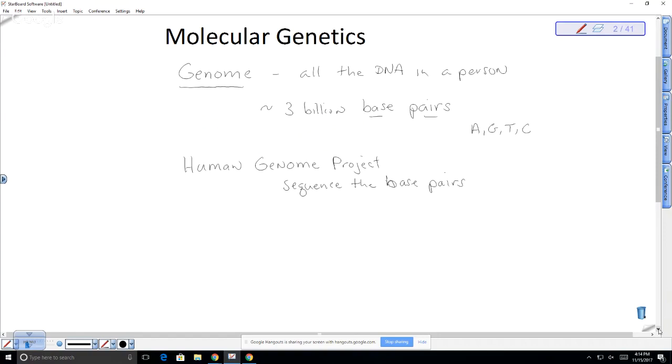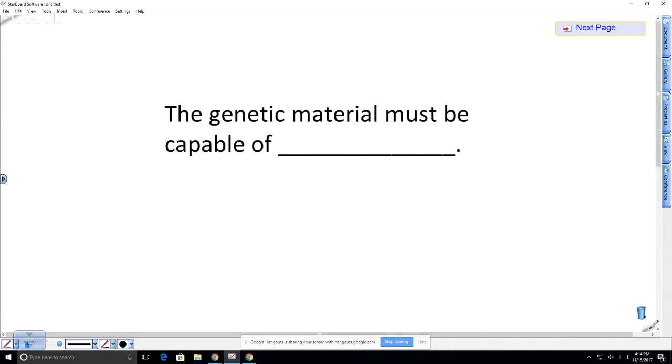So when we were going about this, you have to remember that Mendel had no idea what the genetic material was. And neither did Morgan, who worked in the 1920s with fruit flies. So we're moving into the 1950s here, and that is where we finally figured out what the genetic material was and how it works. So when we were first starting to figure out what the genetic material was, we had three things that it had to be capable of. So the first thing is it must be capable of making copies of itself.